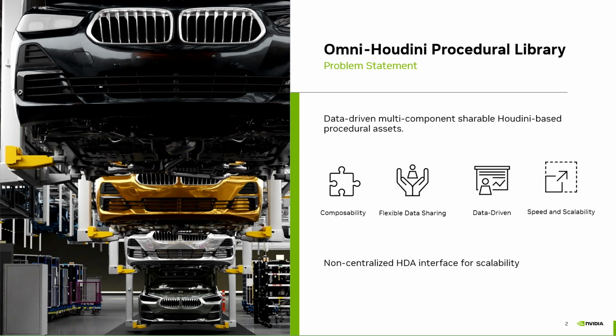All right, so what we're going to present today is our Omni-Houdini procedural library. There are 4 key pillar elements that we want to have in our library. That is data-driven and multi-component shareable Houdini-based procedural assets. We want it to be composable. We want it to be flexible for sharing. It needs to be data-driven, and we need to scale with this representation. And we would need to have some way to have the HDAs represented in a non-centralized fashion, which I will get into in detail.